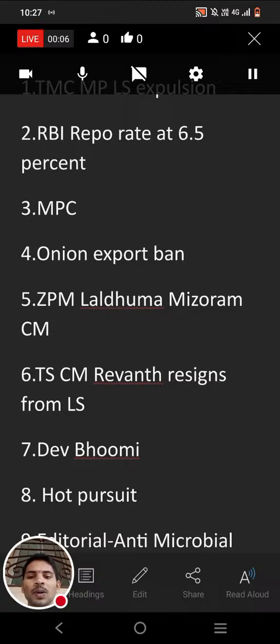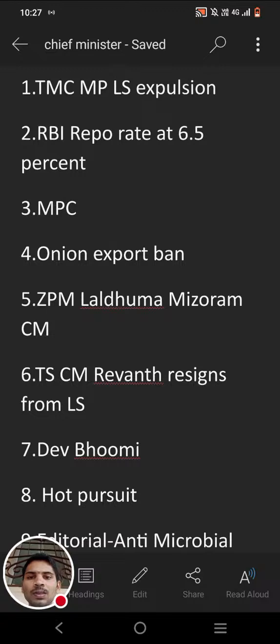We are going to look at the important news which are relevant for any competitive exams, more specifically when it comes to the UPSC exam. You can see the first headline: the Trinamool Congress MP Mahua Moitra has been expelled.